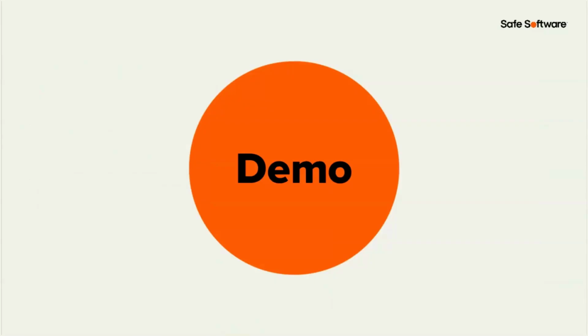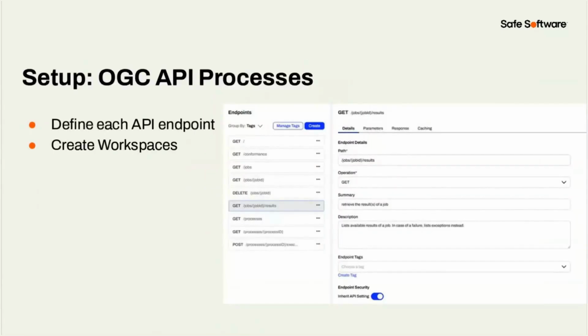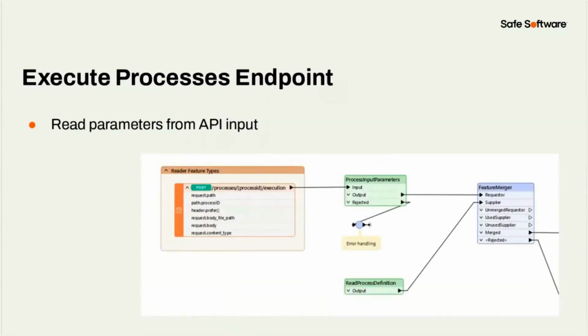All right, so I'm going to show you now what we did in FME to get all of that working. And after that, I'm going to show a short demonstration. So the first step is to set up all of these OGC API Processes endpoints. So we need the jobs endpoint, processes, execution, and so on. And for each of these, we need to create an API endpoint, and we also need to create an FME workspace. Within the individual FME workspaces, there is this new type of reader feature type that actually listens to these endpoints that we have defined.